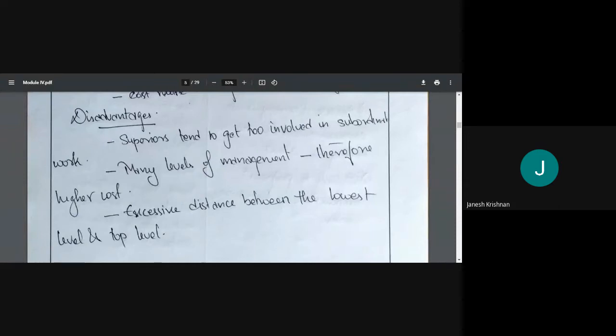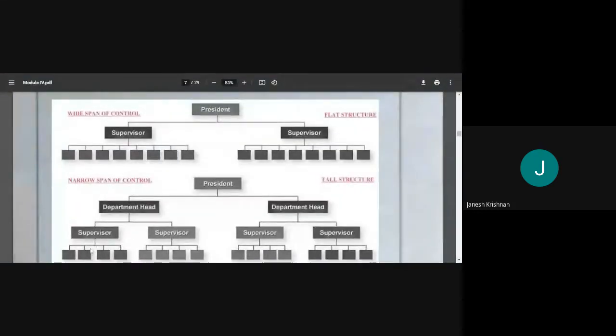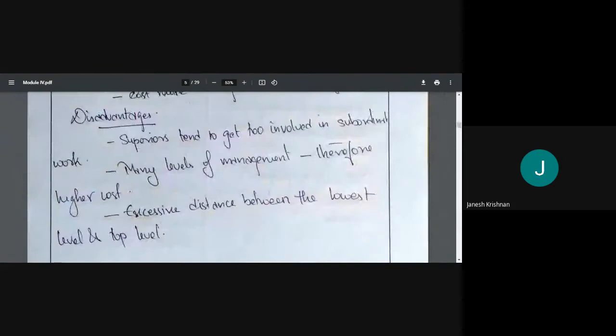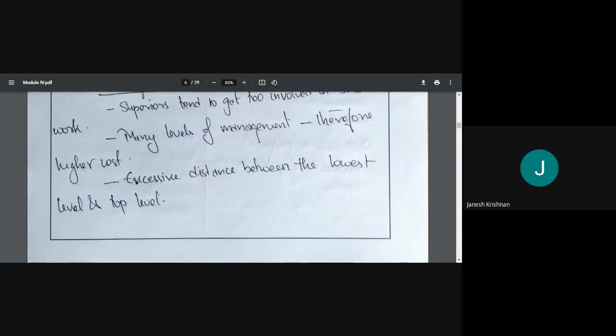Okay, so many levels of management are there. So we shall see what is the level of management. But here we can see 1, 2, 3. The levels of management are increasing. So as and when the level of management is increasing, the cost will get more. Then there is excessive distance between the lowest and top level. So when the president tells something, it should go from the department head to supervisors to subordinates. So there's a long route. Same way, if an employee has a grievance, he will go to the supervisor. The supervisor will communicate it to the department head, and the department head will move it to the president. So there's a distance between them.